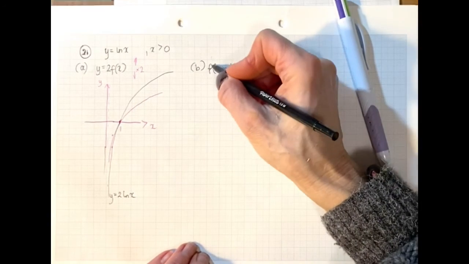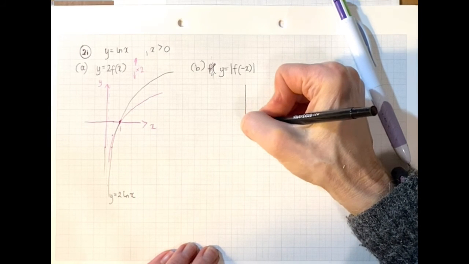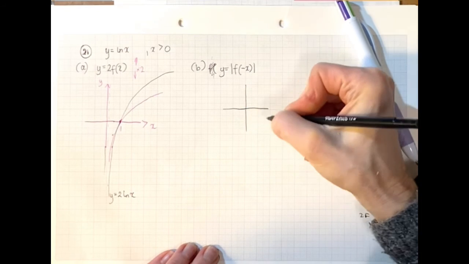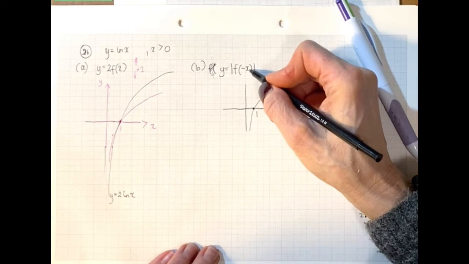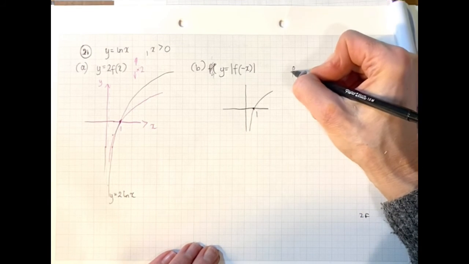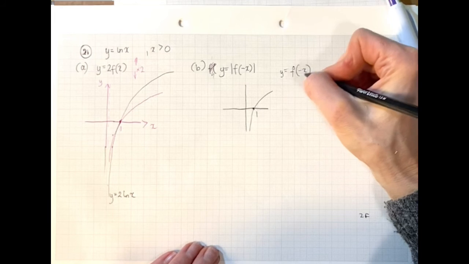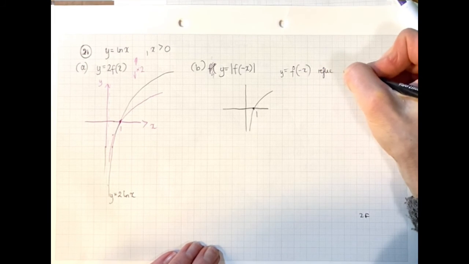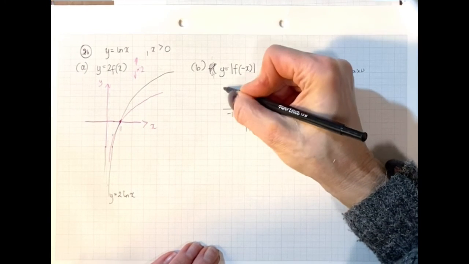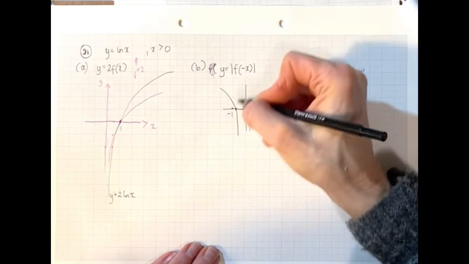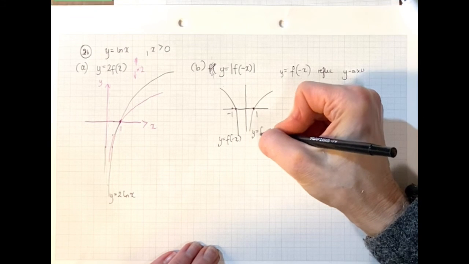And then you've got y equals the modulus of f of minus x. So let's just do it slowly. Let's do a tiny graph first. So this is ln x. Now f of minus x is going to be the same as a reflection in the y-axis. So it's going to be at minus 1. There you go. So this is f of minus x, if that's y equals f of x.